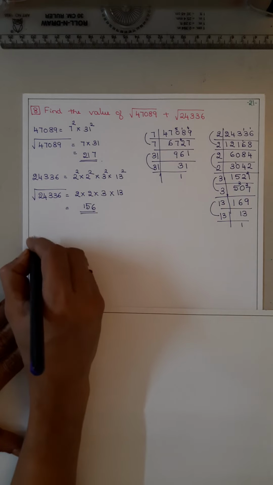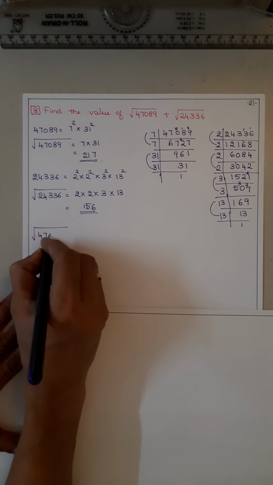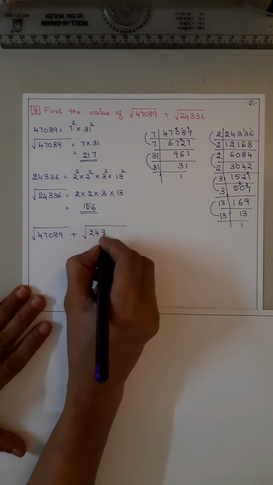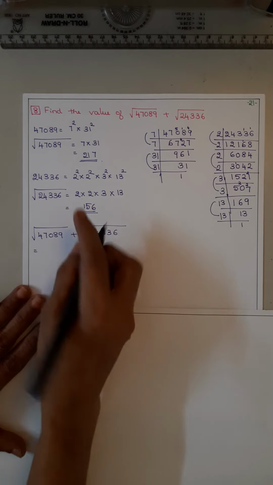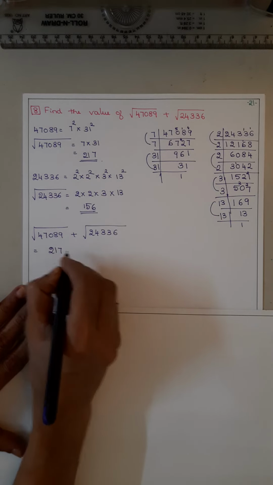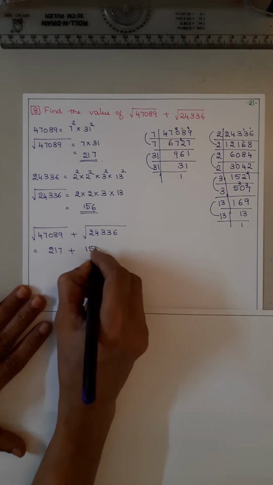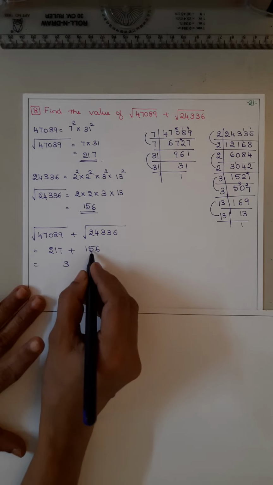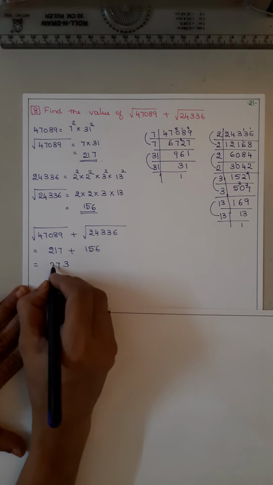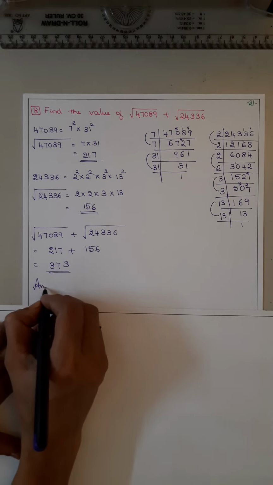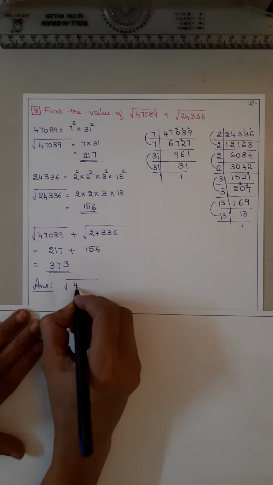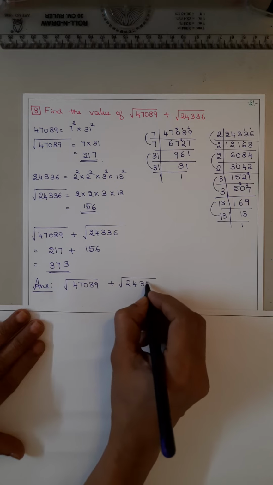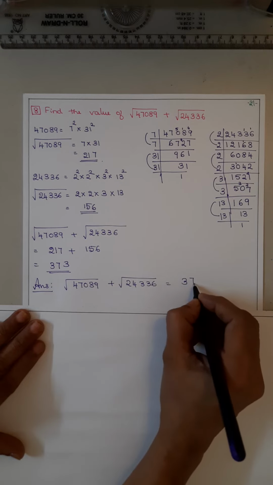Now add: square root of 47089 plus square root of 24336 is equal to, put the values, 217 plus 156. You got 6 plus 7 is 13, 1, 6, 7, 2 plus 1. So the answer: square root of 47089 plus square root of 24336 is equal to 373.